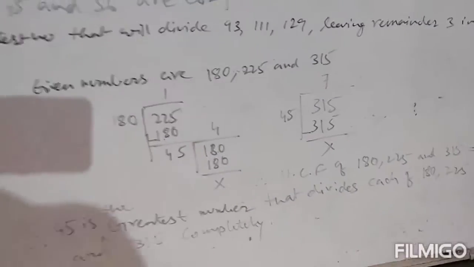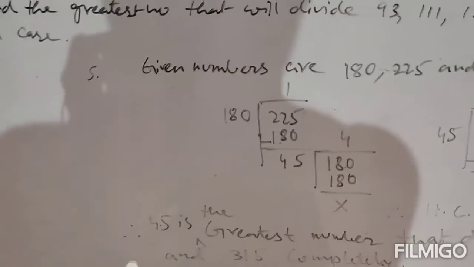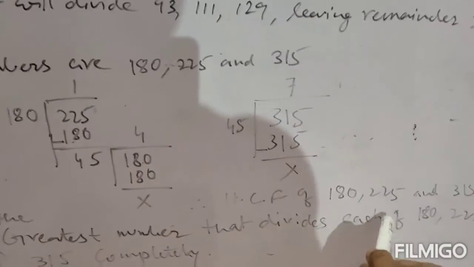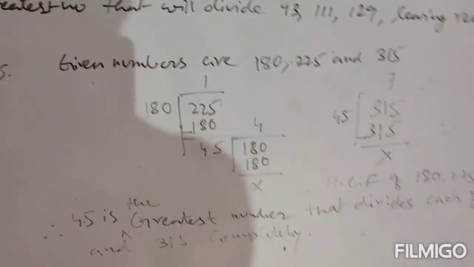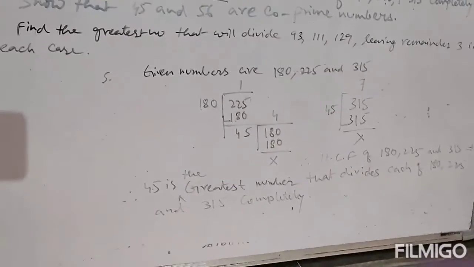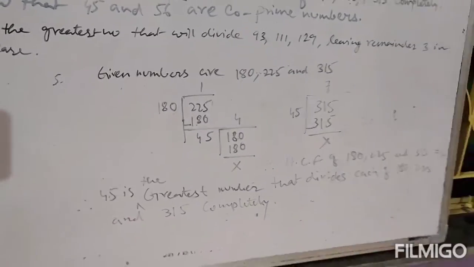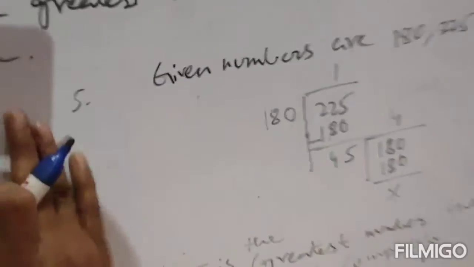That means if you divide 180 by 45, the remainder will be 0. If you divide 225 by 45, the remainder will be 0. If you divide 315 by 45, the remainder will be 0. That means each of the numbers will divide completely. Clear? So the next question, number 6.